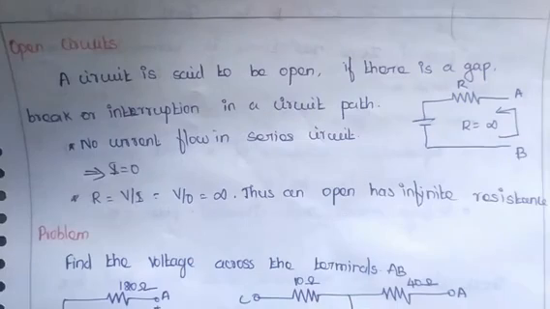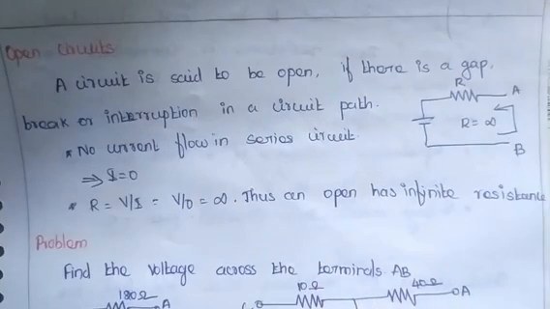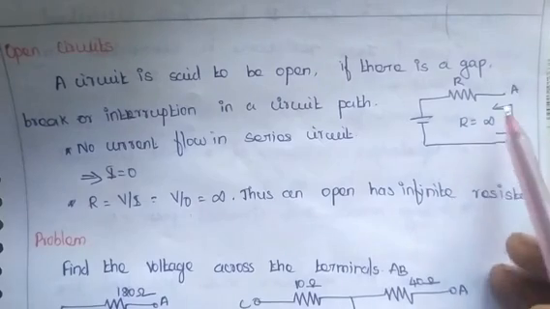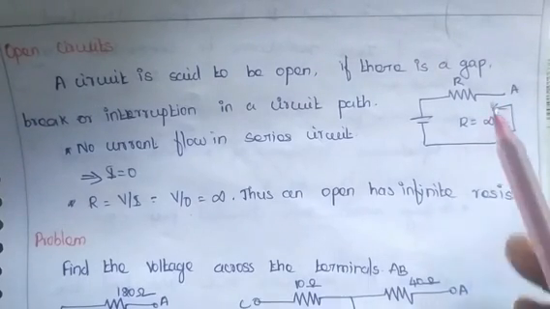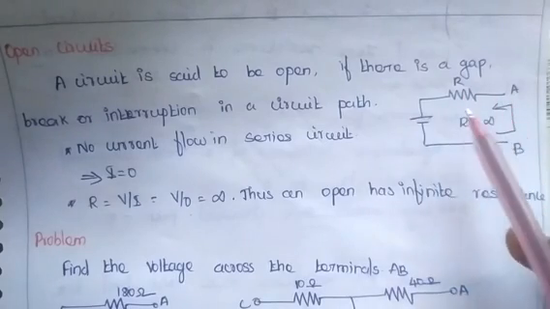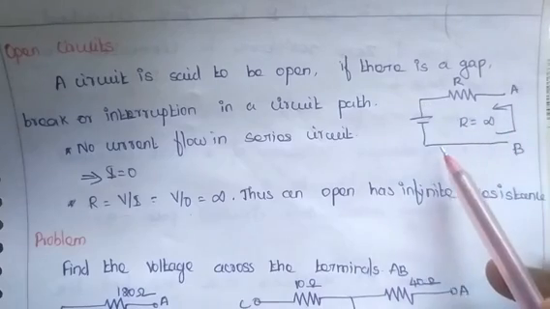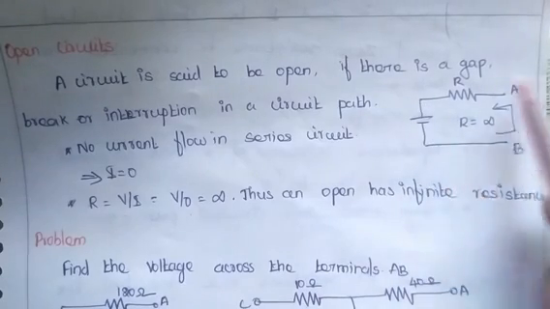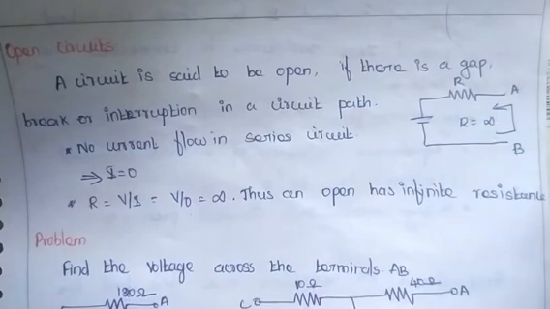When the resistance of an element is approaching infinity, that element is called an open circuit. A circuit is said to be open if there is a gap, break or interruption in the circuit path. For example, in this network, the terminals A and B are left open. So, the current can't flow through this path because the current needs a closed path to flow through it. So, in this network, there is no current flow.